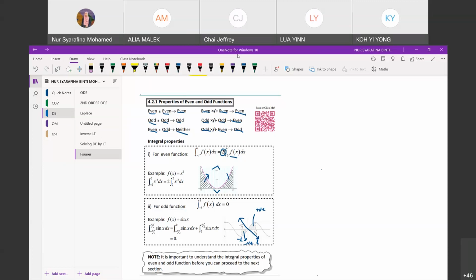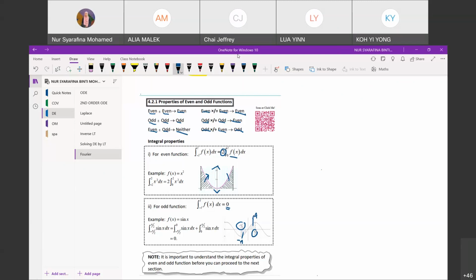And for odd, since it is symmetric about the origin, when you integrate from -L to L, it will give you 0. Why? Because once you have the region here, let's say this is negative a, this is a, then you can just add these two and you get 0. So these are the properties of an odd function.